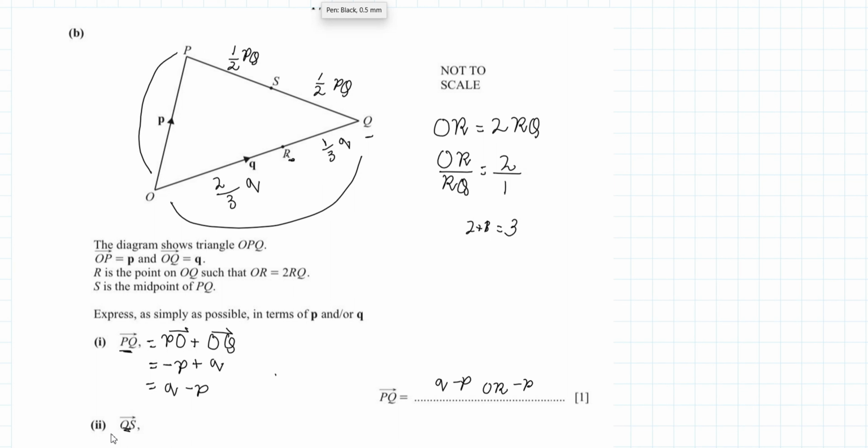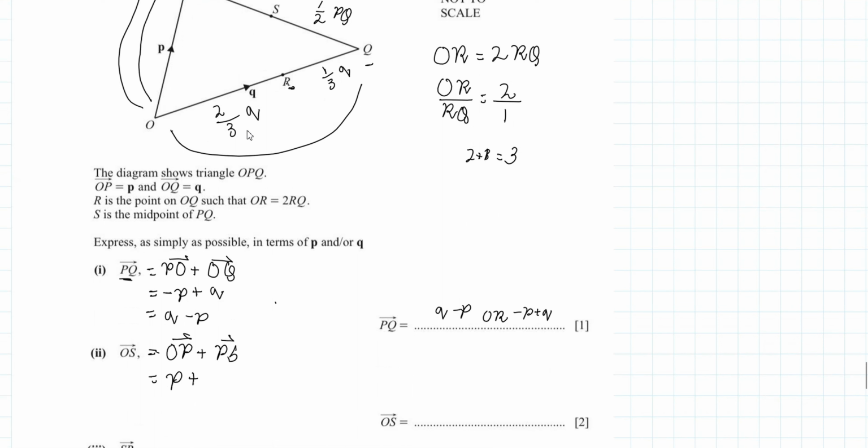Now from O to P, look here, with the same direction, the value would be P, plus from P to S is 1 upon 2 PQ. Now you have to replace this PQ because you have to write in terms of small p and small q. So the vector PQ you have to replace with its value, that is Q minus P. So here, P plus 1 upon 2 and the value of PQ is Q minus P.